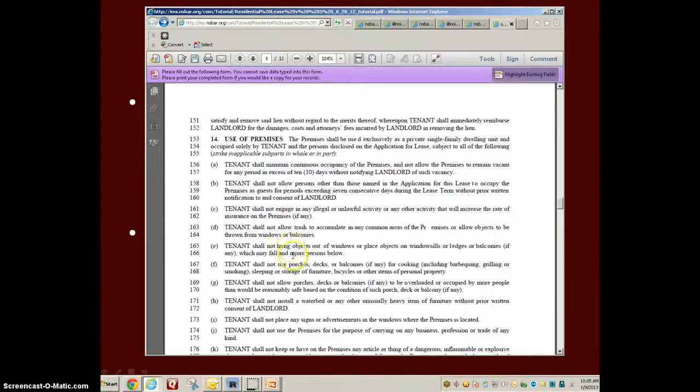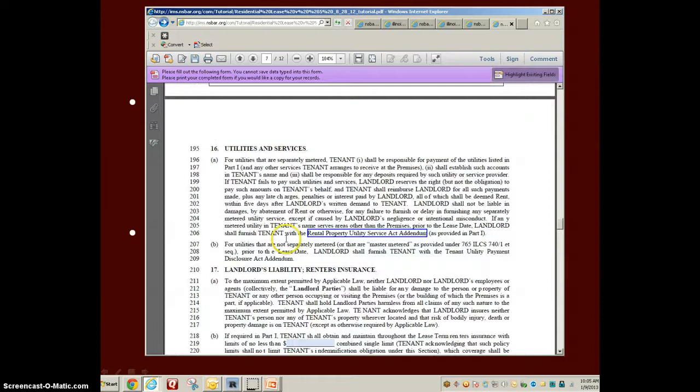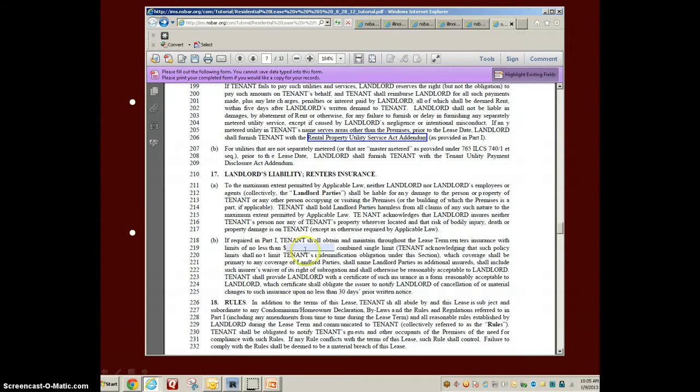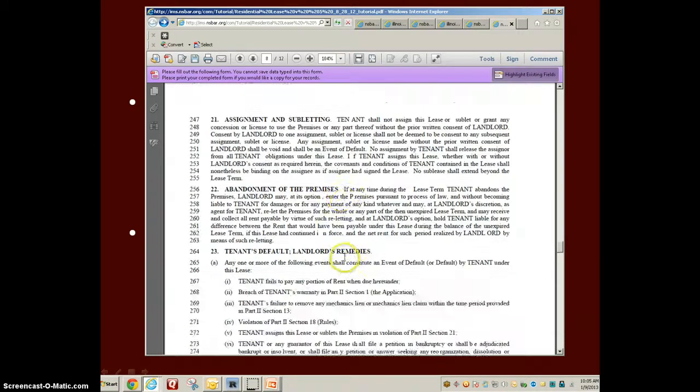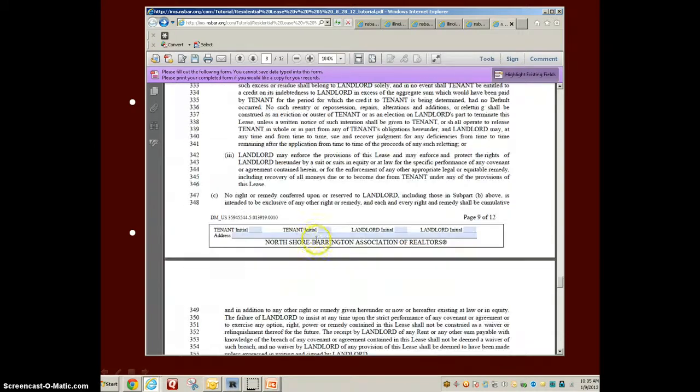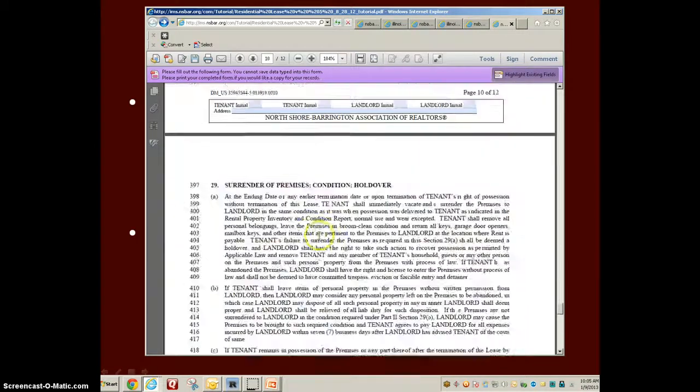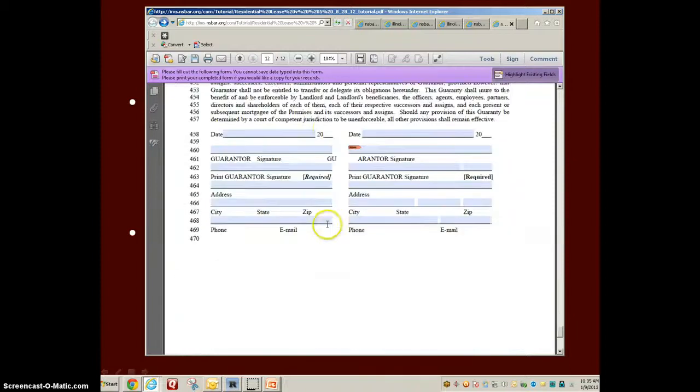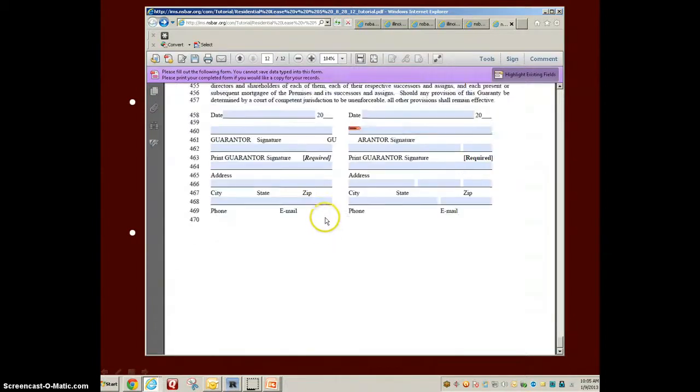Here's another one on the Rental Property Utility Service Act addendum, which will give you information on that. There is a blank here, don't forget that. Liability, renter's insurance. And basically the end of the lease.